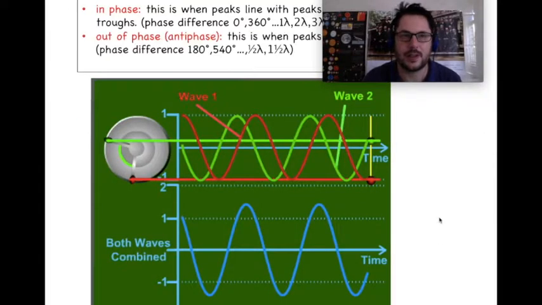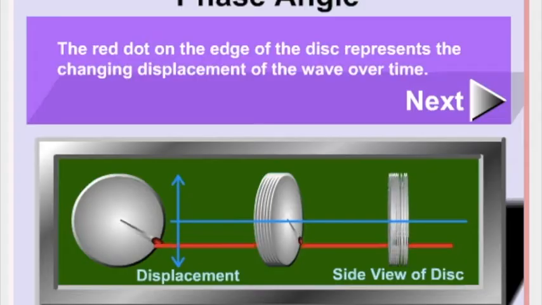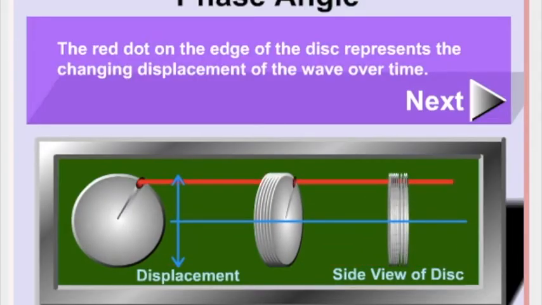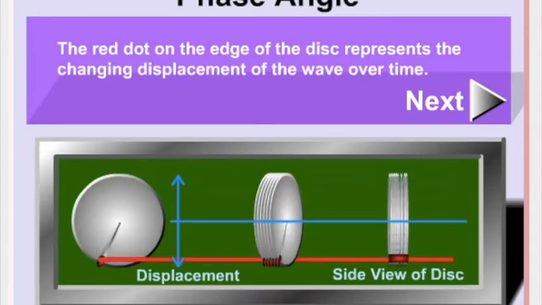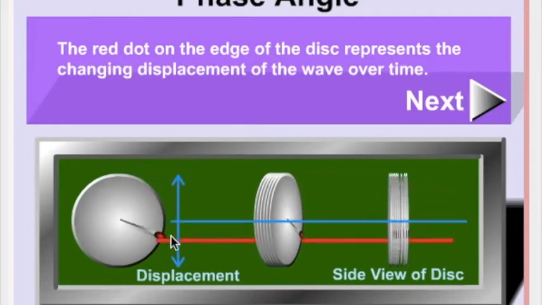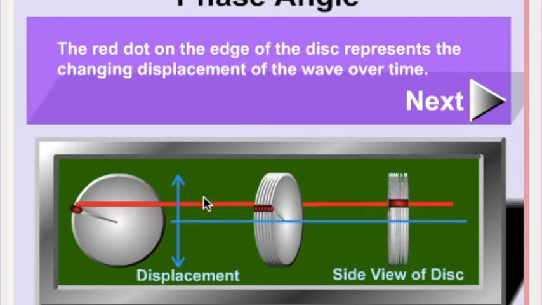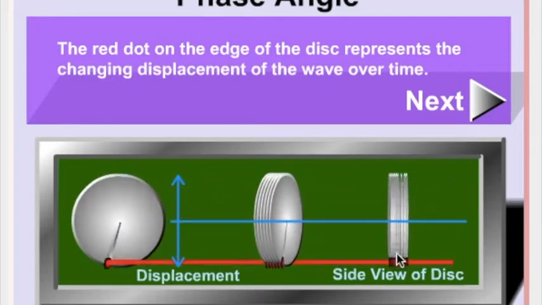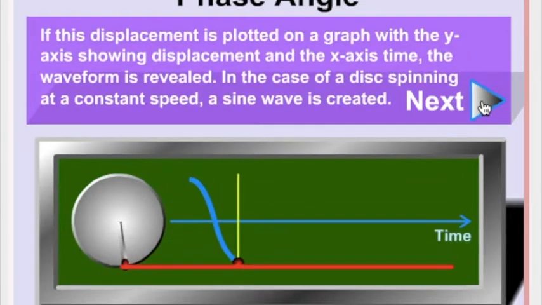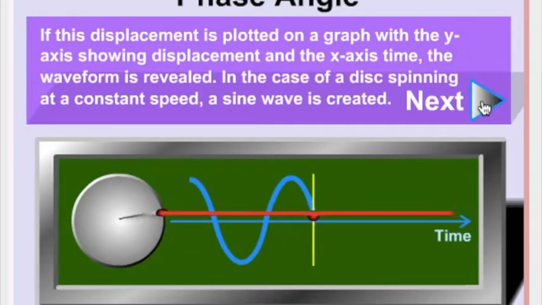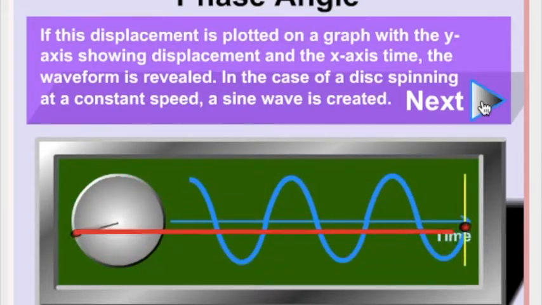Now let's look at what we mean by the terms in phase and out of phase. We can represent a moving wave on a circle. One complete wavelength would be one complete circle. If we turn the circle, you can see at this point it's just going up and down, and as we move around the circle, you can see how the graph is plotted.